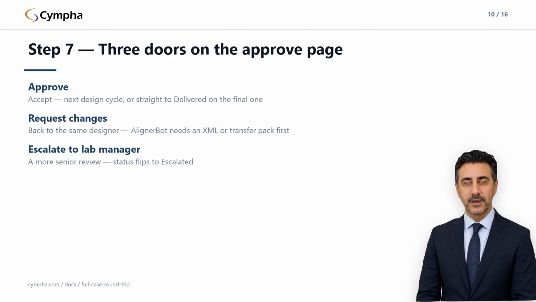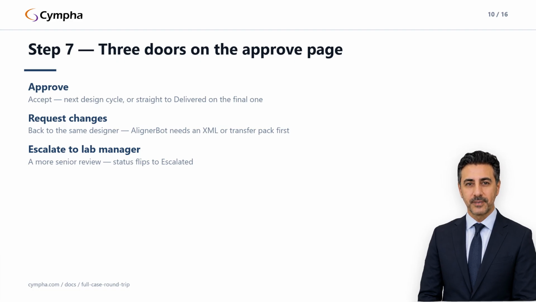Door 3, escalate to lab manager. This routes the case to the lab manager for a more senior review, and the status flips to escalated. Our clinician picks approve, the case moves to approved, and then on to the next step or to delivery depending on the category. There's a full walkthrough of this page in approve or reject a design.